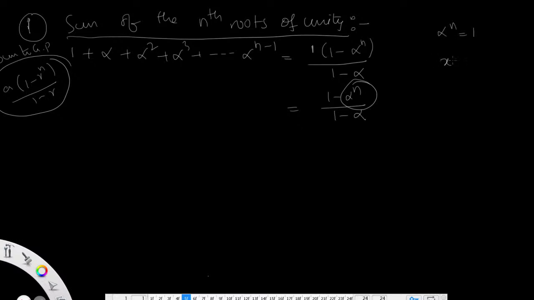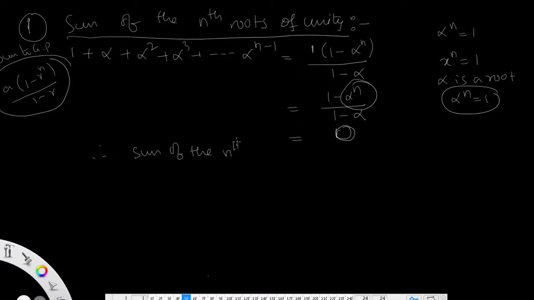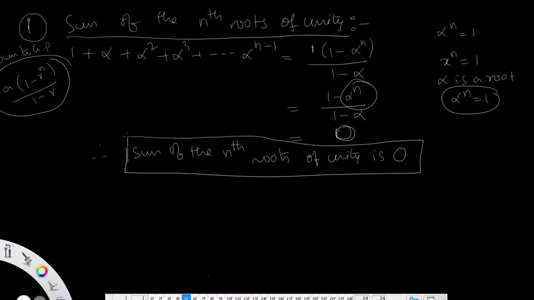Why? Because the equation we have taken is x power n equal to 1, where alpha is a root. Alpha is a root means it satisfies the equation, that is, alpha power n equals 1. Now substituting, 1 minus 1 becomes 0. Therefore we can conclude that the sum of the nth roots of unity is also 0. The most important rule: the sum of the cube roots of unity is 0, and here also we got the sum of the nth roots of unity is 0.